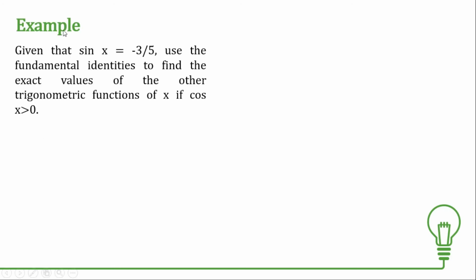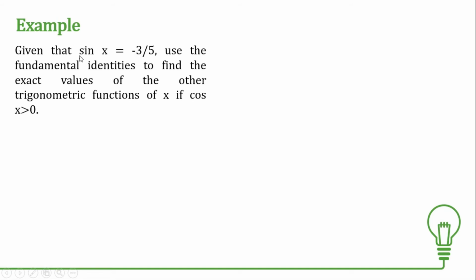Let us now apply the different fundamental identities in solving different situations. Let's say, for example, given that sine x is equal to negative 3 over 5, use the fundamental identities to find the exact values of the other trigonometric functions of x if cosine of x is greater than 0. So let us analyze this problem first.